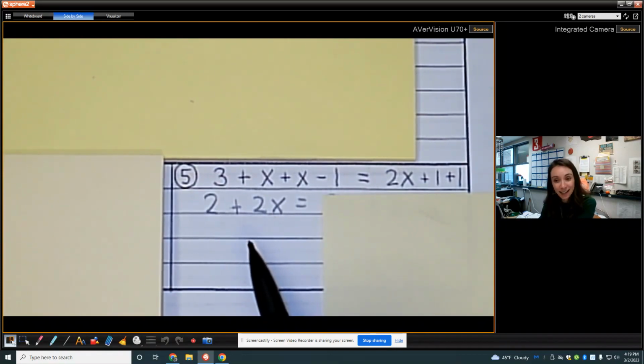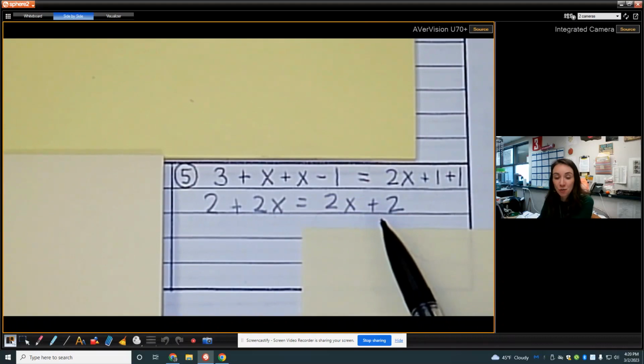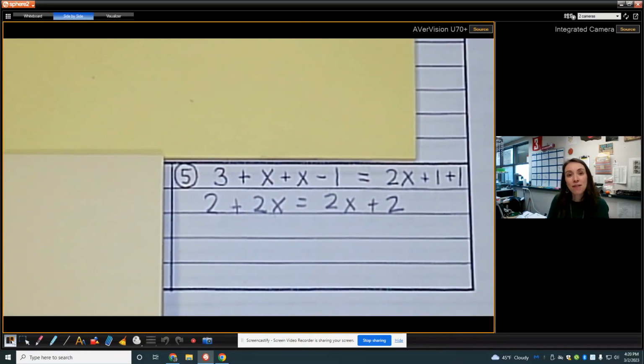Let's take a look at the right side of the equal sign. 1 plus 1 is 2, and you just bring down the 2x. So this is what we have on the right-hand side of the equal sign now that I've simplified it. Now comes the part where I've got to move the variables to the same side of the equal sign. Let's go ahead and move them to the right.